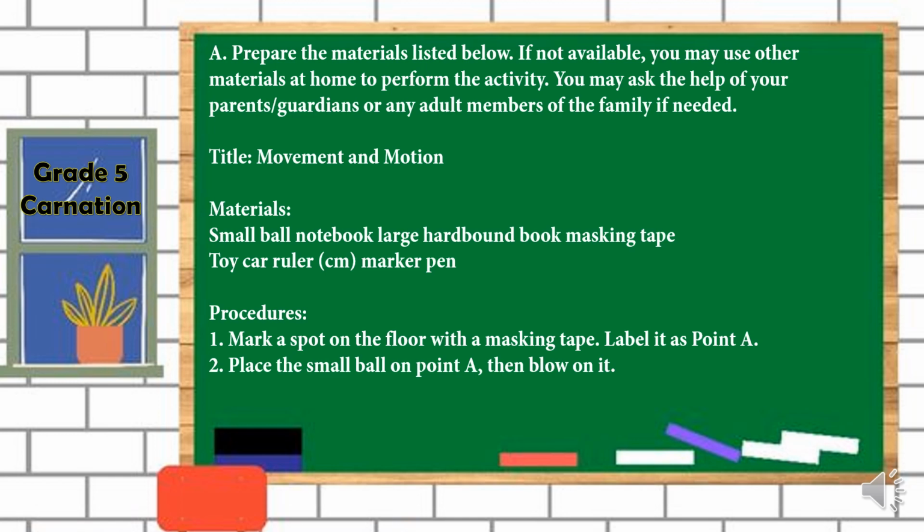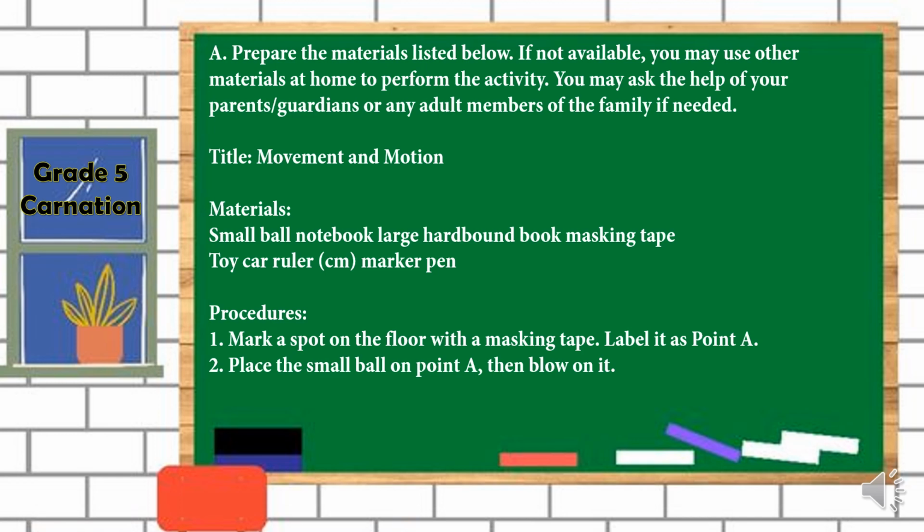So for letter A activity, prepare the materials listed below. If not available, you may use other materials at home to perform the activity. You may ask the help of your parents or guardians or any adult members of the family if needed. And the title of the activity is Movement and Motion. And the materials are small ball, notebook, large hardbound book, masking tape, toy car, ruler, and marker pen.